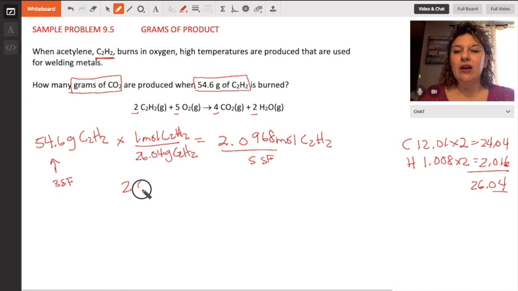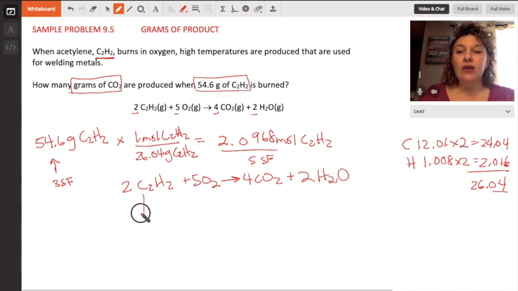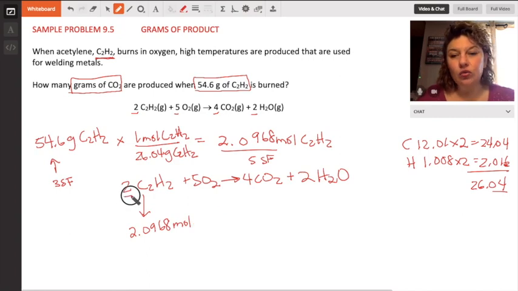So let's write our equation out again. C2H2 plus 5O2 goes to 4 carbon dioxide plus 2 waters. And these are mole ratios. So we know here we have 2.0968 moles. Now, how am I going to get from 2 to 2.0968? What I need to do is divide. 2.0968 divided by 2, and that's going to give me my multiplier, which is 1.0484.